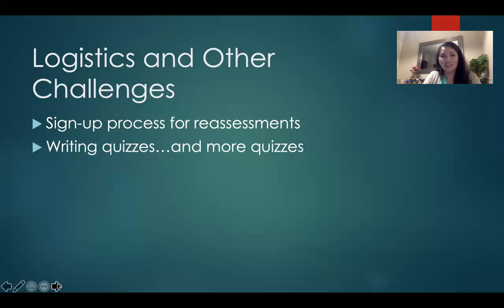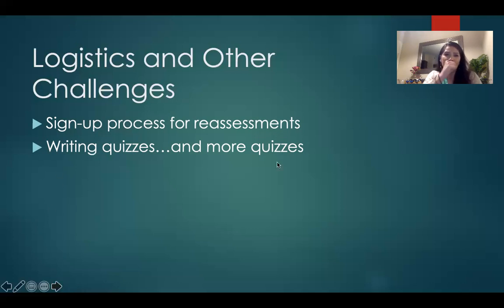Another logistical issue is writing quizzes and more quizzes. Like I said earlier in the video, I wrote about 100 quizzes per course the first time I taught each of these courses. So I had about 100 for Calc 1, Calc 2, Calc 3, and differential equations. And then about 100 for the pre-calculus at TU, which was a sort of college algebra trig combo class.